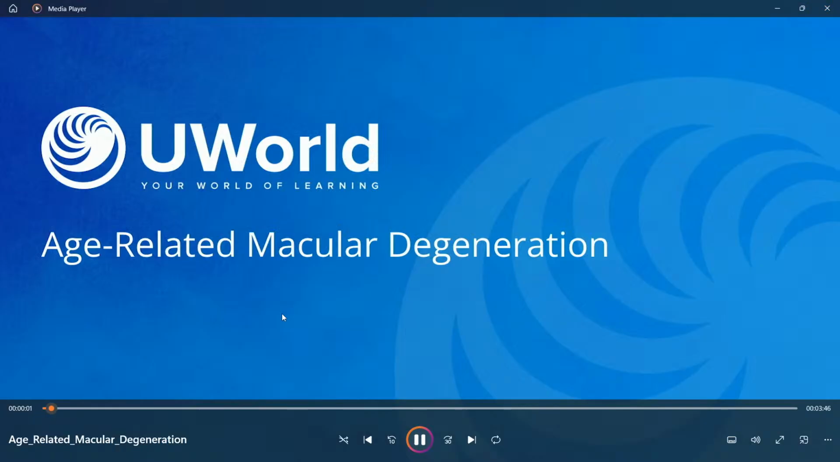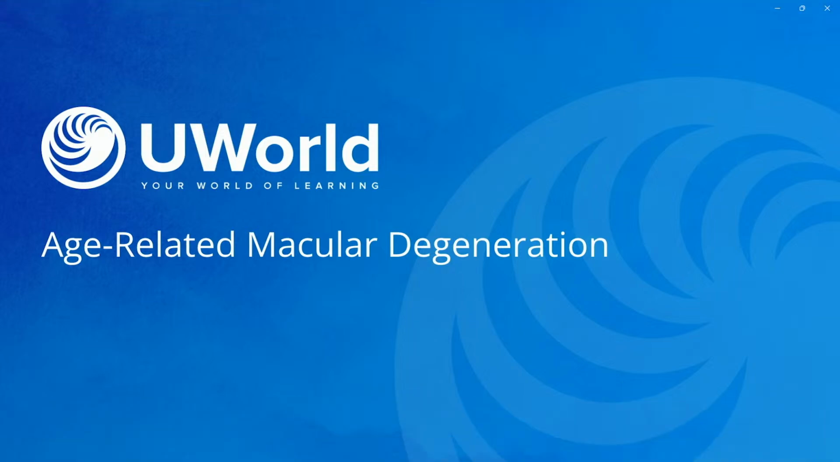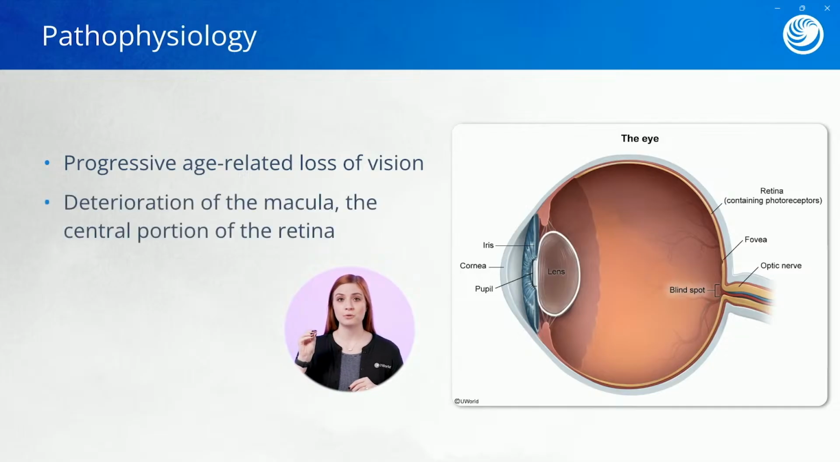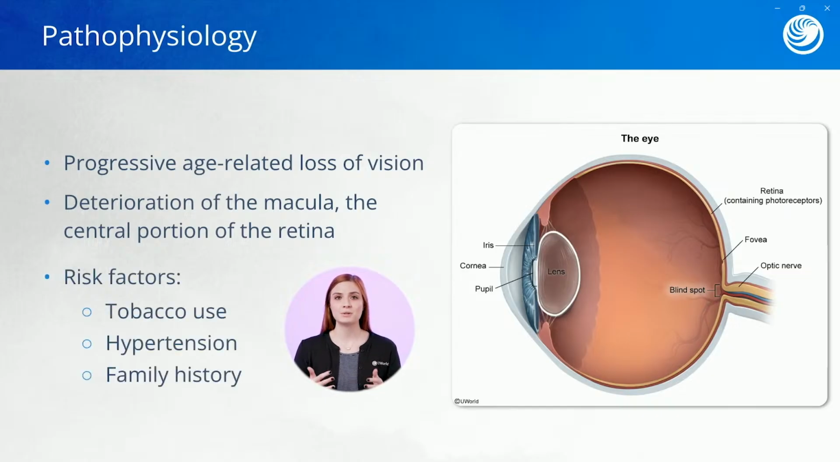This topic is age-related macular degeneration. Just as the name implies, age-related macular degeneration, or AMD, is a progressive age-related loss of vision. The macula, which is the central portion of the retina, deteriorates over time. Risk factors include tobacco use, hypertension, or a family history of AMD.